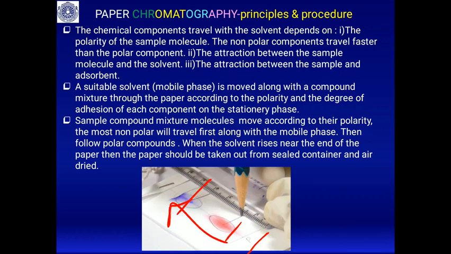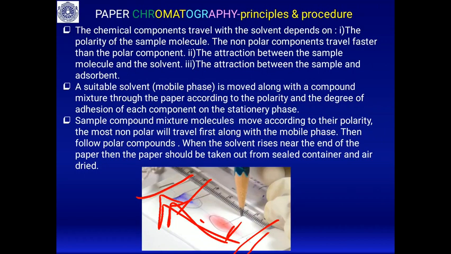So, you will find this spot, this compound, has moved up to here and this one is only here. So that depends on their polarity. And then when the solvent rises near the end of the paper, the paper should be taken out of the sealed container, and it has to be air dried. So, the solvent has moved up to the end of the paper now. This is the point of origin. From here it has moved up to here.